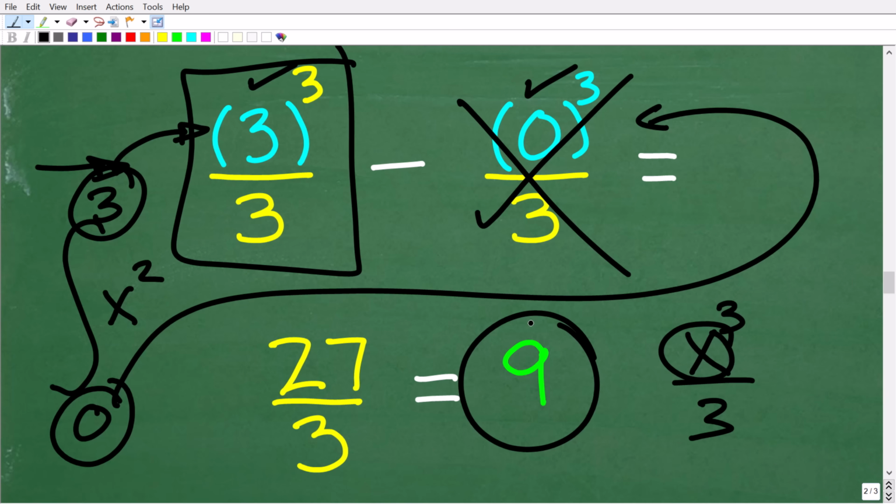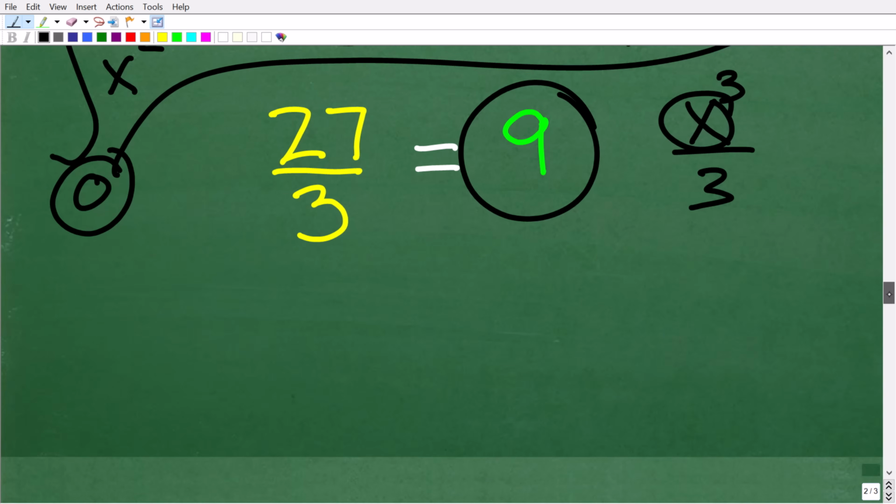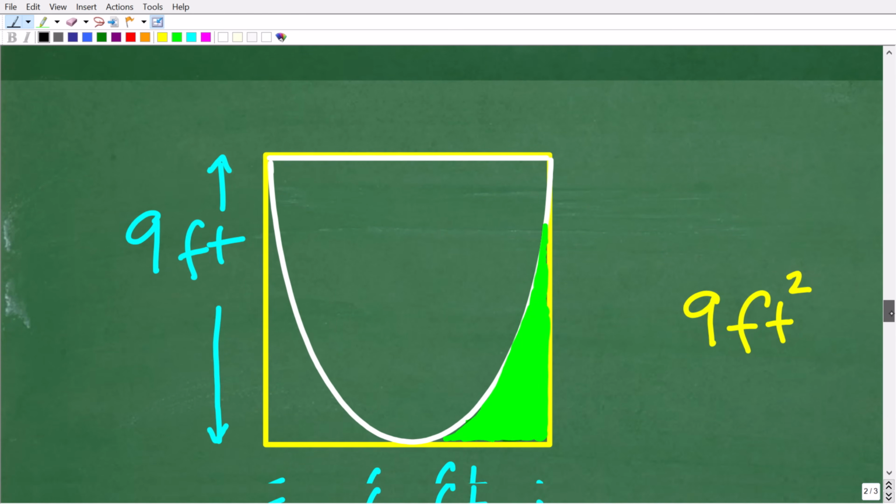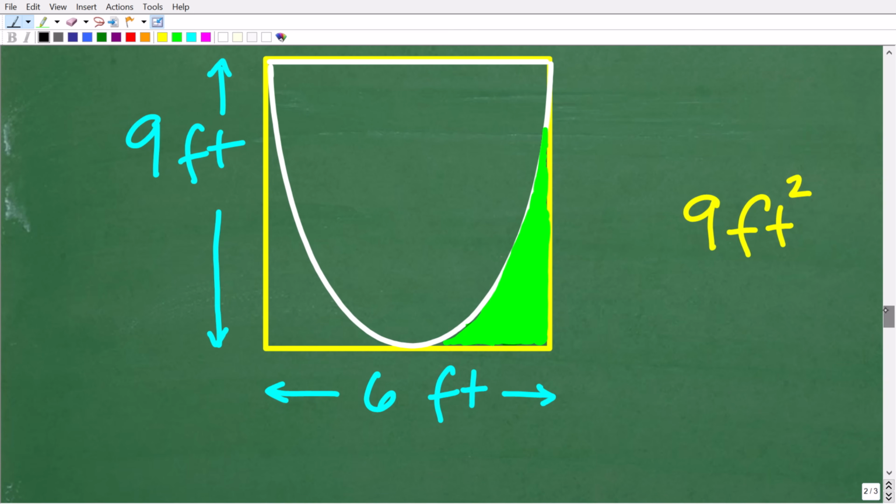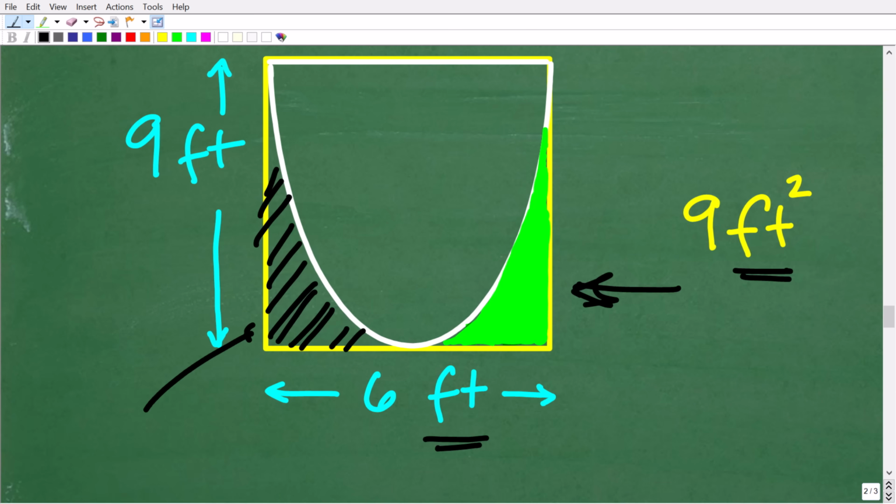Okay, so what is this? Well, this is the actual area underneath this curve. It's going to be 9 feet squared. So remember, the dimensions we're dealing with are feet, so our area is going to be in feet squared. But remember, we have to find the total area underneath this curve. So this part right here is the same area as this part. So our total area underneath this curve is 18 feet squared.